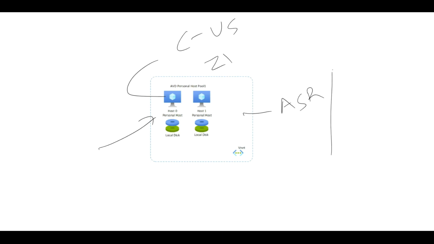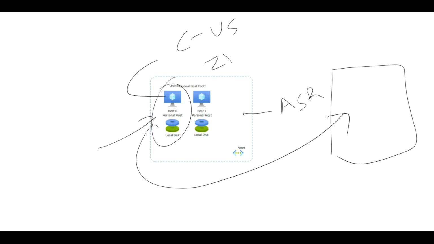I will have a VM which is deployed in Central US under Zone 1. Zones are nothing but collections of data centers within the region. So I'm using Zone 1 to deploy my virtual machines. I'm going to store some data on this VM, and then I'm going to use Azure Site Recovery to replicate to my secondary location, which is Zone 2. Here I'll have my disk which has the same data.